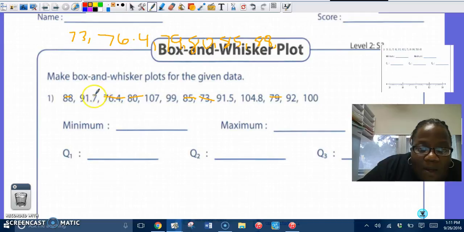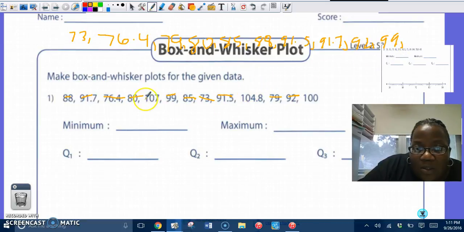Sorry about sloppy handwriting. And then it looks like I'm going into the 90s. I have 91.7, 99, or 91.5, or 92. 91.7 is the smallest. Sorry, 91.5 is the smallest. So 91.7, 91.5 is smaller. 91.5, then 91.7. There you go. And then what else do I have in the 90s? I have a 99 or 92. So I'll go with 92, then 99.